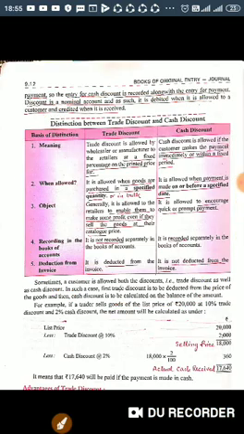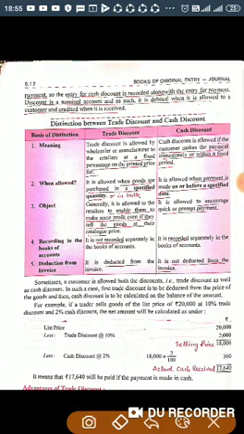We will take one example here. If a trader sells goods of the list price of rupees 20,000 at 10% discount and 2% cash discount, the net amount will be calculated as under. So list price is given, 20,000. I'm writing list price is 20,000. Less trade discount 10%. 10% of 20,000 is 2,000. So the remaining amount is 18,000. This is my selling price.